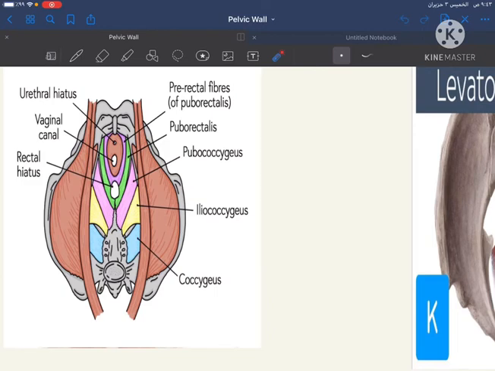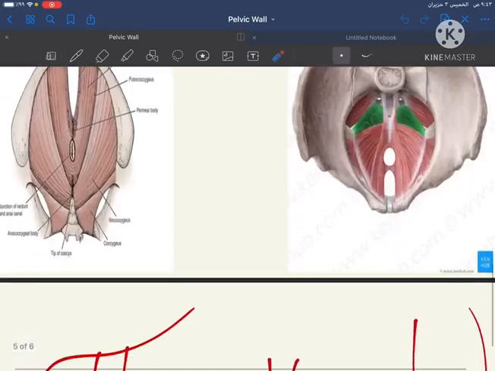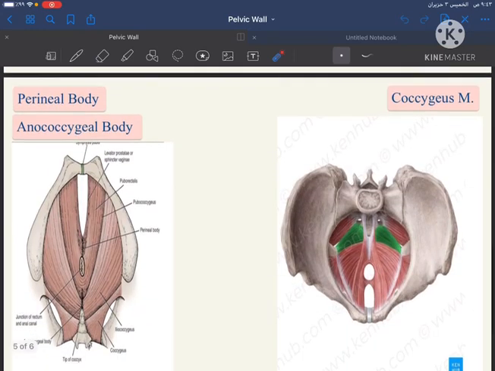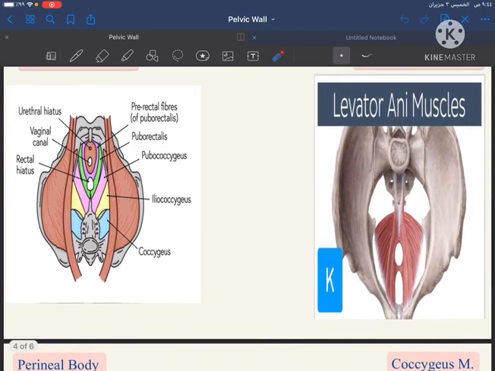The coccygeus muscle, this coccygeus muscle with the blue color, arises from the ischial spine and inserts into the sacrum. The nerve supply of the coccygeus muscle is the fourth and fifth sacral nerves. The action of this muscle is to assist the levator ani muscle, providing assistance to the levator ani muscle in supporting the structures.